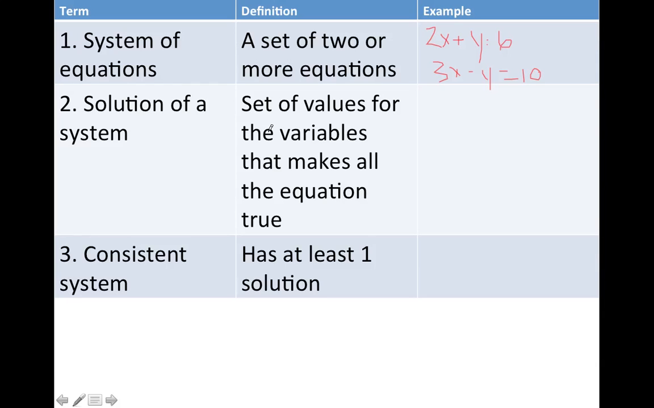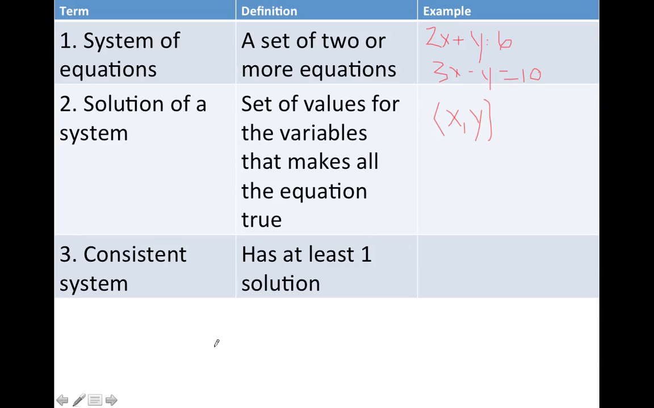Number 2, solution of a system: a set of values for the variables that makes all of the equations true. So our solution is going to be in the form of an ordered pair. Since we only have two variables, x and y, it will be an ordered pair. Remember to put your comma in between your two numbers and parentheses.